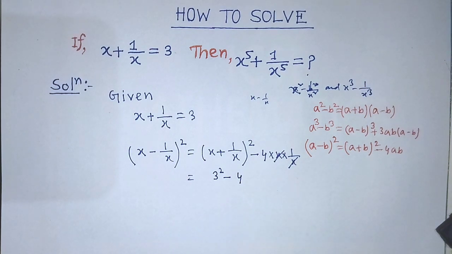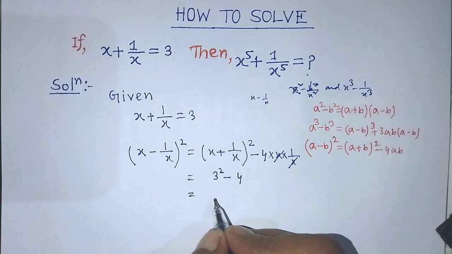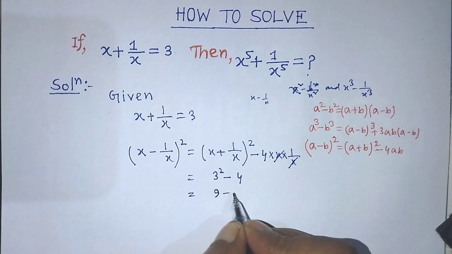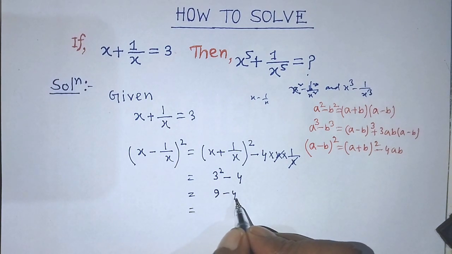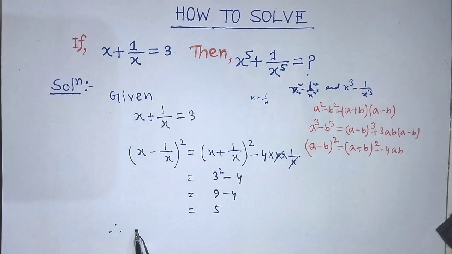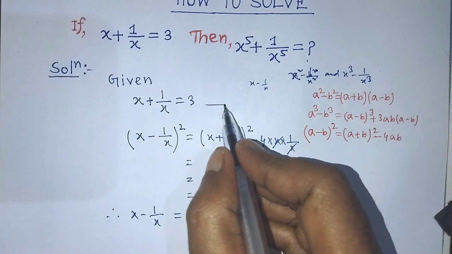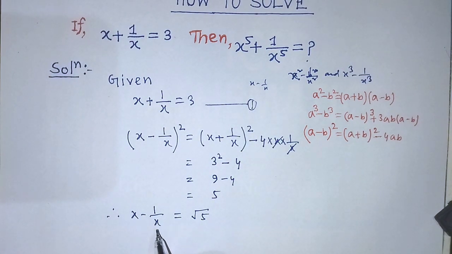So student, after that we can write here 3 square, that is 9. 9 minus 4. If you subtract 4 from 9, then you get 5. So student, the value of x minus 1 over x will be root over 5. So this is equation number 1, and the value of x minus 1 over x is equal to root over 5. This is equation number 2.